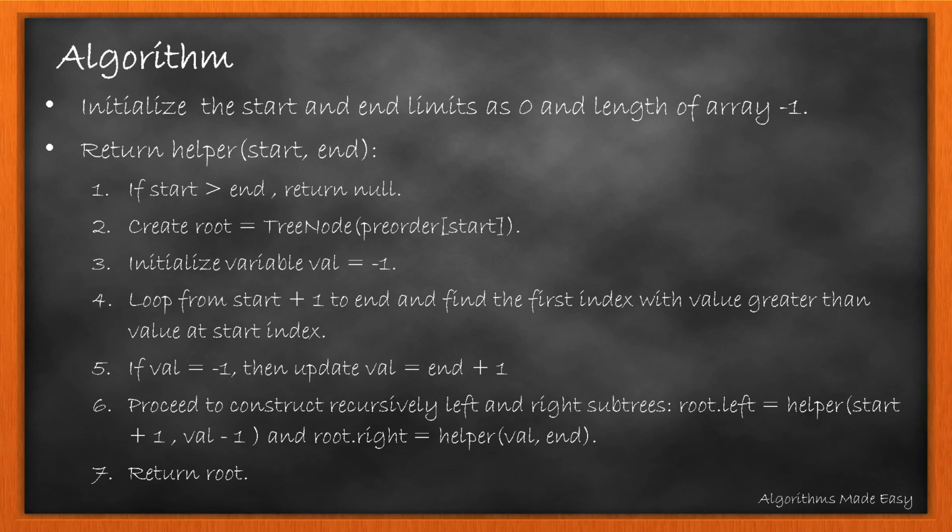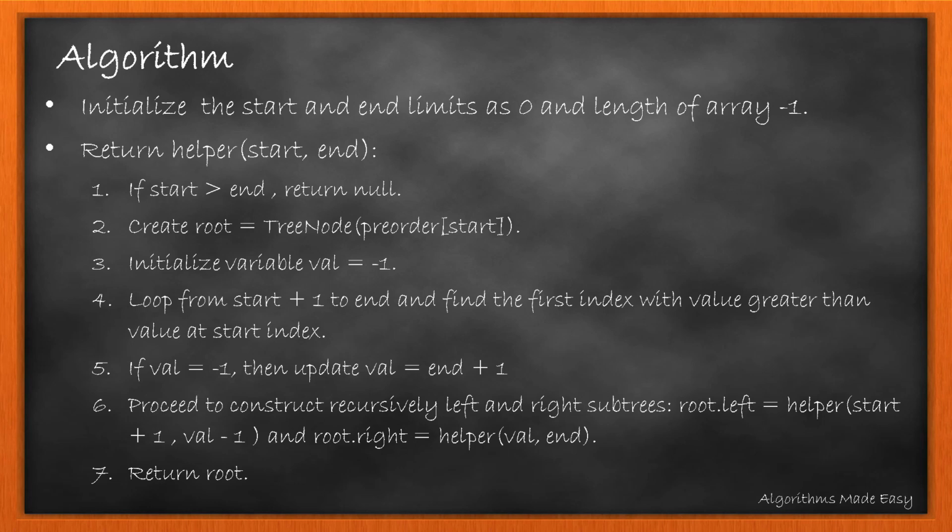We will then initialize a variable val with -1. Now we look from start plus 1 to end and find the index of first element greater than the element at start index. If we do not find a value, we update val to end plus 1. We proceed to recursively construct left and right subtree. Root.left will be helper from start plus 1 to val minus 1 and root.right will be helper from val to end. At the end we return root.